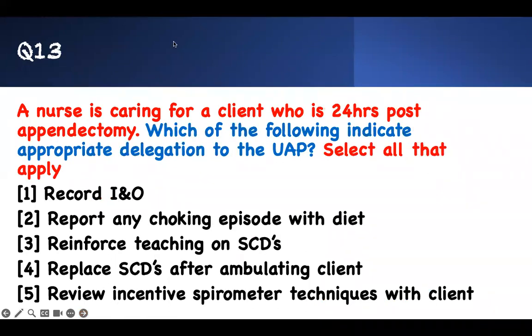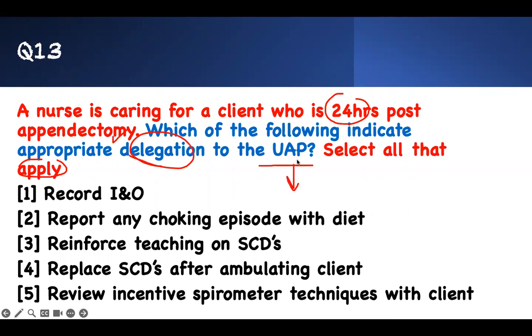Number 13. Select all that apply. I know there's multiple answers there. And next is caring for a client who is 24 hours post-appendectomy, 1 day after surgery. Which of the following indicate appropriate delegation? That means giving something to your UAP.